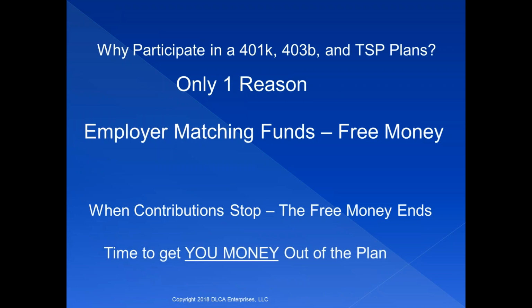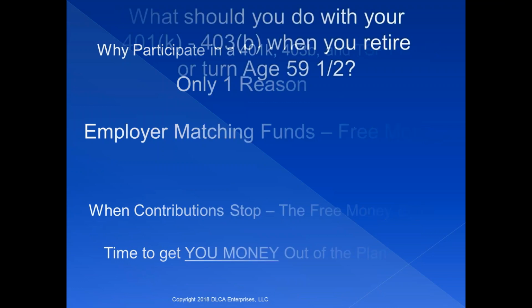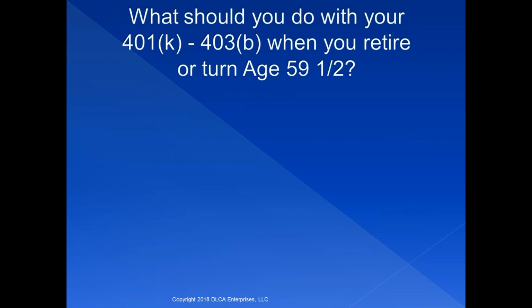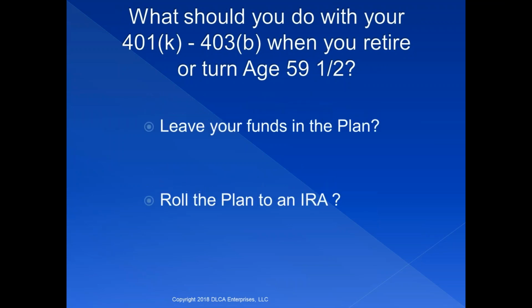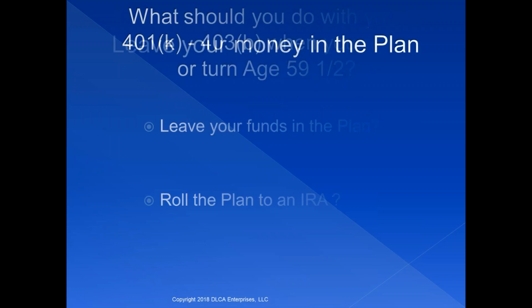This is pure logic. So now it's time to get your money out of the plan. Once you lose that free money, company matching funds, these plans become very unattractive. So what should you do with your 401k, 403b, TSP, etc. when you retire or turn age 59 and a half? You have two options. You can leave the funds in the plan, or you can roll the plan to a more flexible IRA. So let's look at both options, and let's walk through this logically.